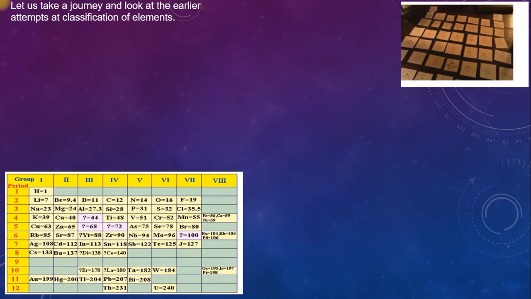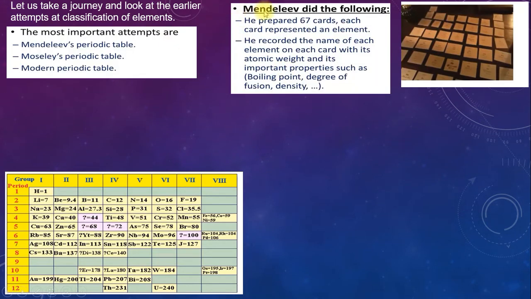We will continue talking about the interesting observations about Mendeleev's table. So, okay, one more time, we will say that Mendeleev did the following. He prepared 67 cards. Till this time, we had 67 elements. So he prepared 67 cards for the 67 elements. Each card represents an element.